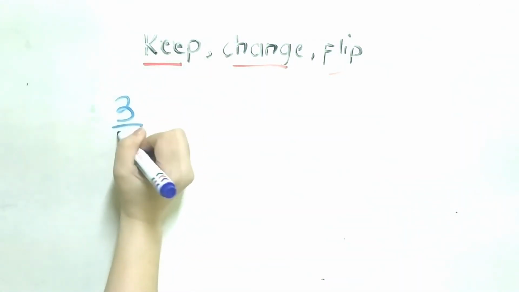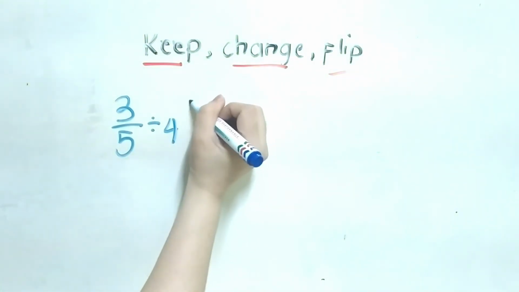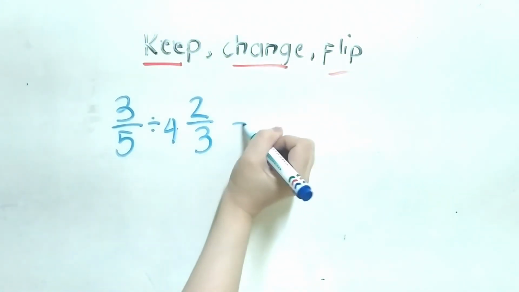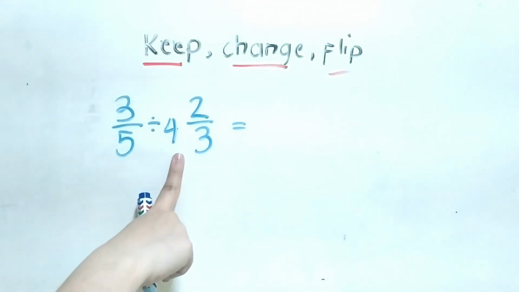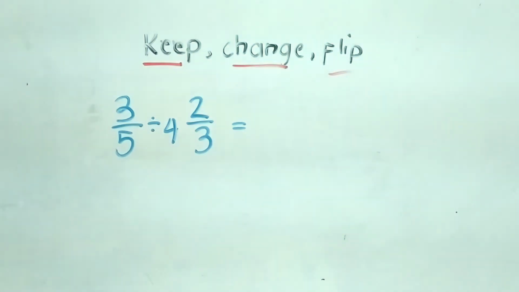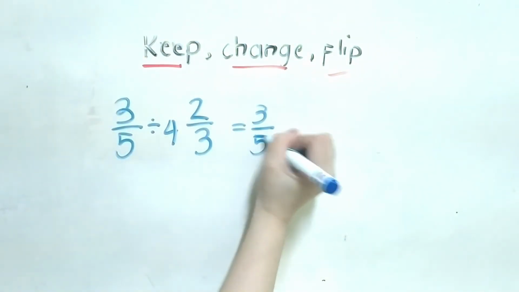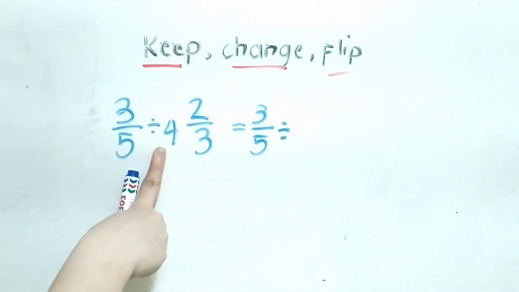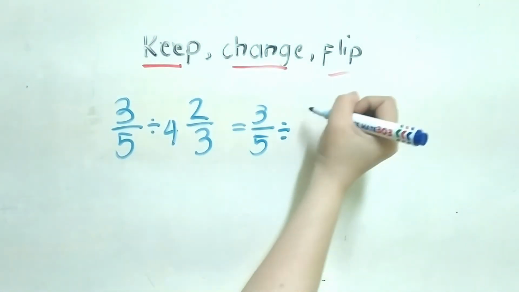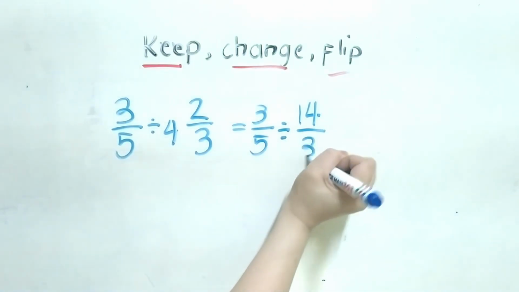Three-fifths divided by 4 and 2/3. So, ang 3/5 naka-fraction na. So, ito na lang gagawin natin. Change natin ang mixed number to improper fraction. So, three multiplied by 4 is 12, plus 2 is 14. And then, copy the denominator, 3.